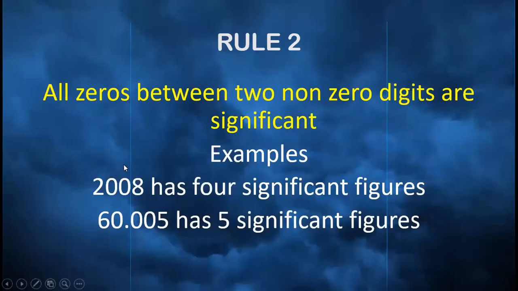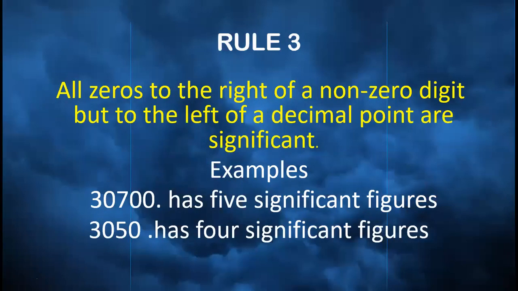Rule number 2: all the zeros between two non-zero digits are significant. Here the first number is a non-zero and the last number is a non-zero, and in between we have two zeros. So 2008 has four significant figures, and 60.005 has five significant figures.